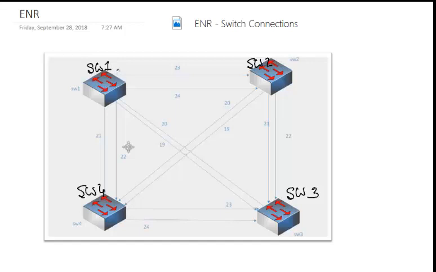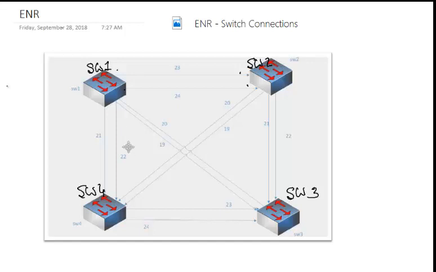Port number 23 on switch 1 is being connected to port number 23 on switch 2. Port number 24 on switch 1 is being connected to port number 24 on switch 2. Again, port number 19 and 20 from switch 1 are connected to port number 19 and 20 on switch 3. Port number 21 and 22 on switch 1 are connected to port number 21 and 22 on switch 4.